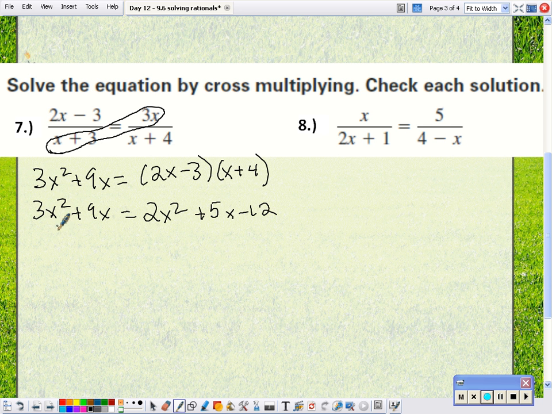So I'm going to pull everything to the left side because this is a higher leading coefficient. We've got x squared plus 4x plus 12. Uh-oh. That's a problem. That does not factor. Whatever shall we do? Well, we can complete the square, or you could use the quadratic formula.